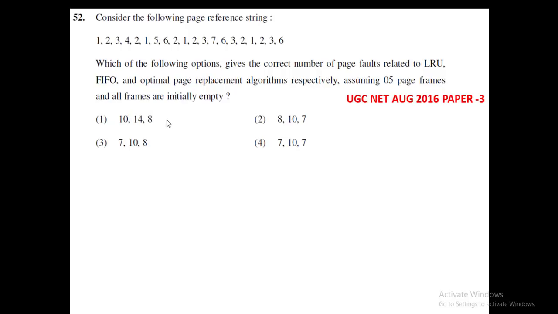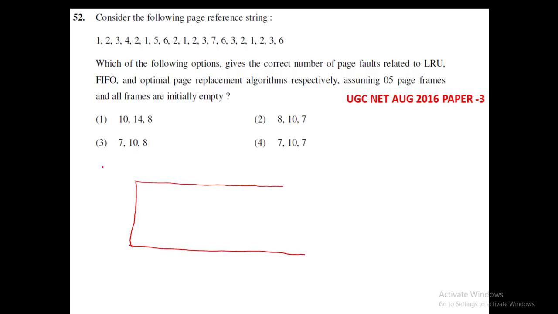And see one more question, which was related to page replacement algorithms. Consider the following page reference string 1, 2, 3, 4 and so on. Which of the following options gives the correct number of page faults for the LRU, FIFO and optimal page replacement algorithms respectively, assuming 5 page frames are there and all frames are initially empty, right? He has given 5 free frames, and initially all the 5 free frames are empty, okay?